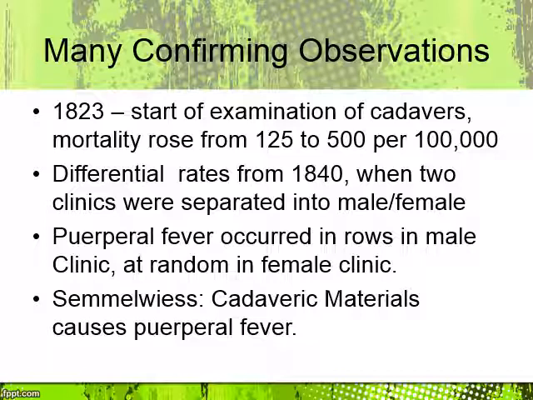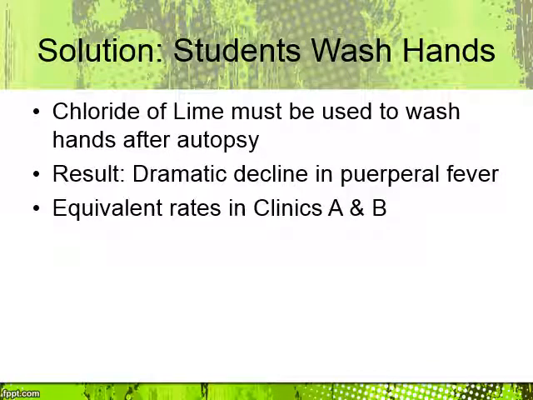And in the female clinic, puerperal fever occurred at random, but it occurred in rows, which suggests that somebody who is infected, some student whose hands are infected, is going around in sequence and examining females, and he is infecting all of those females. So all of these and many other observations confirmed the hypothesis that it was the transfer of material from dead bodies which led to puerperal fever. Note that this hypothesis is not actually correct, but even though the hypothesis is false, the use of this hypothesis led to a solution which worked very well.